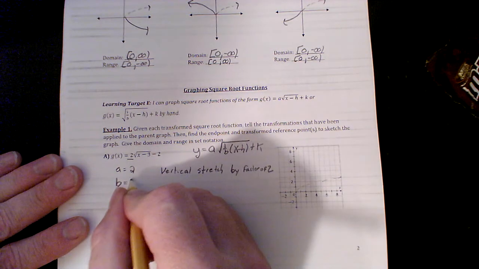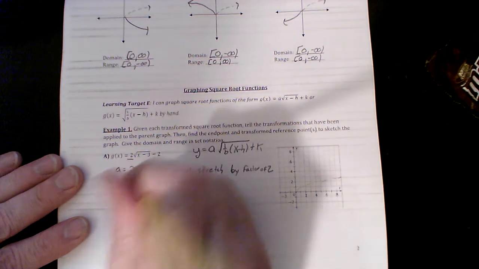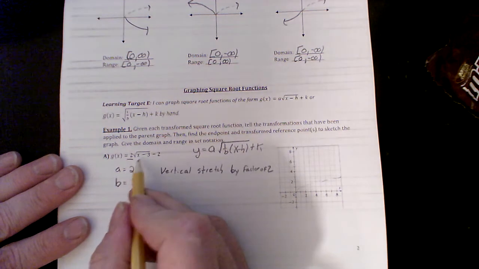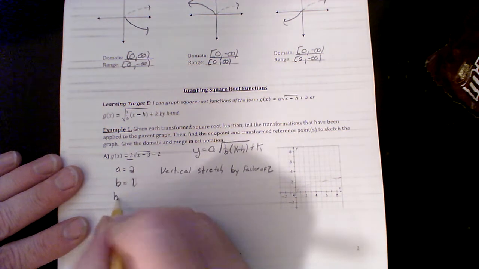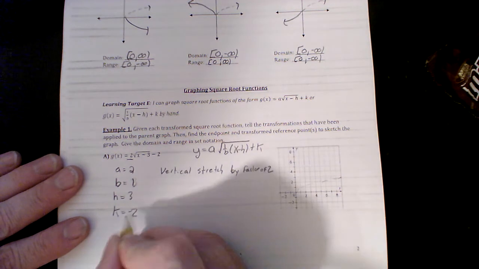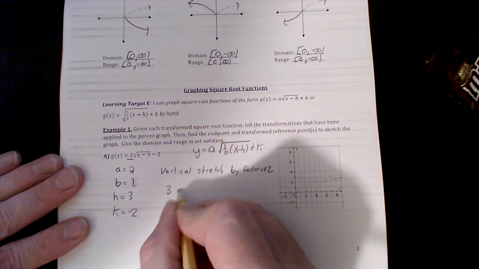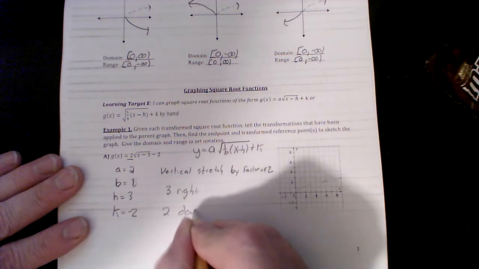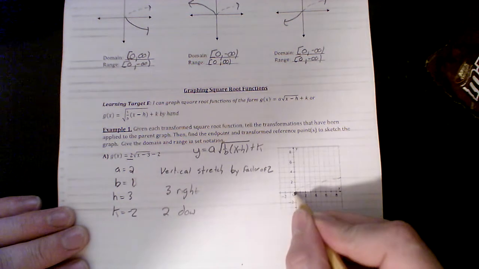B equals 3. Oh, sorry, there is no B. Let's get that B out of there. B is 1, right? Because there's no B written in there. It's the H value that's 3. And let's go ahead and put our K as negative 2. So that's 3 right and 2 down. So let's do that first. Let's move this point right there.